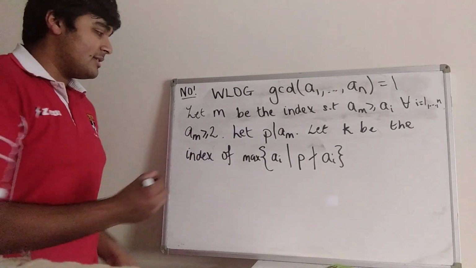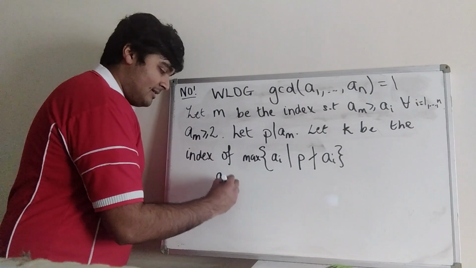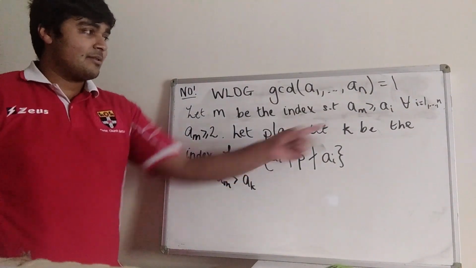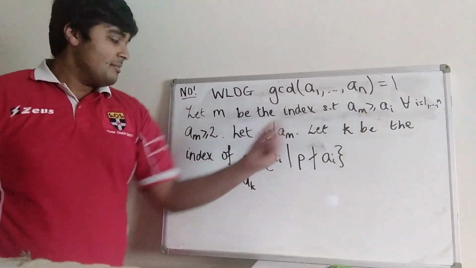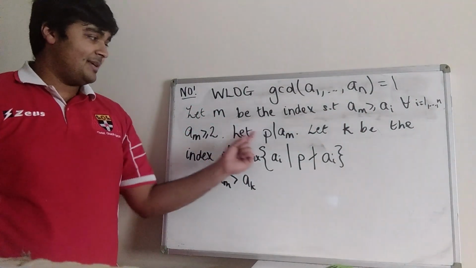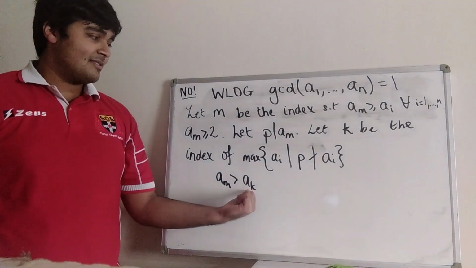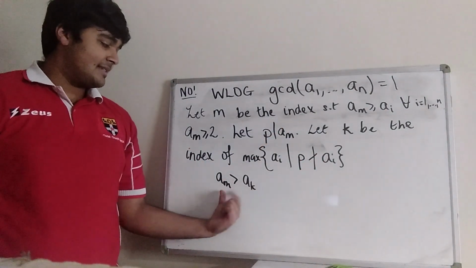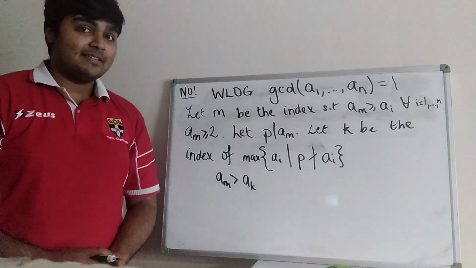And also what we want to notice is that a_m is strictly bigger than a_k. Well, it's certainly bigger than or equal to a_k by this guy here, but notice that they can't be the same because p divides a_m, but p does not divide a_k because a_k is in this set here. So certainly these two guys are distinct, and we have that a_m is bigger than a_k.